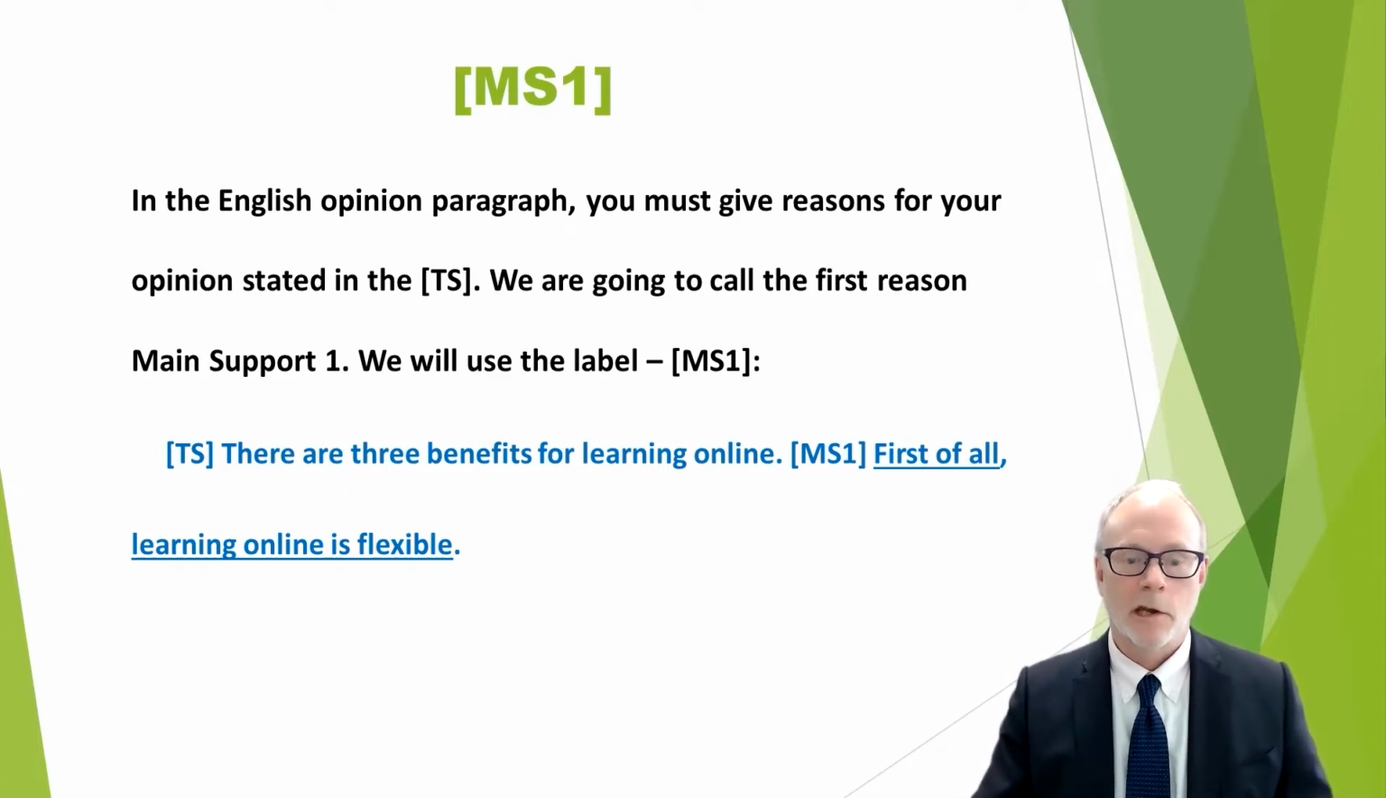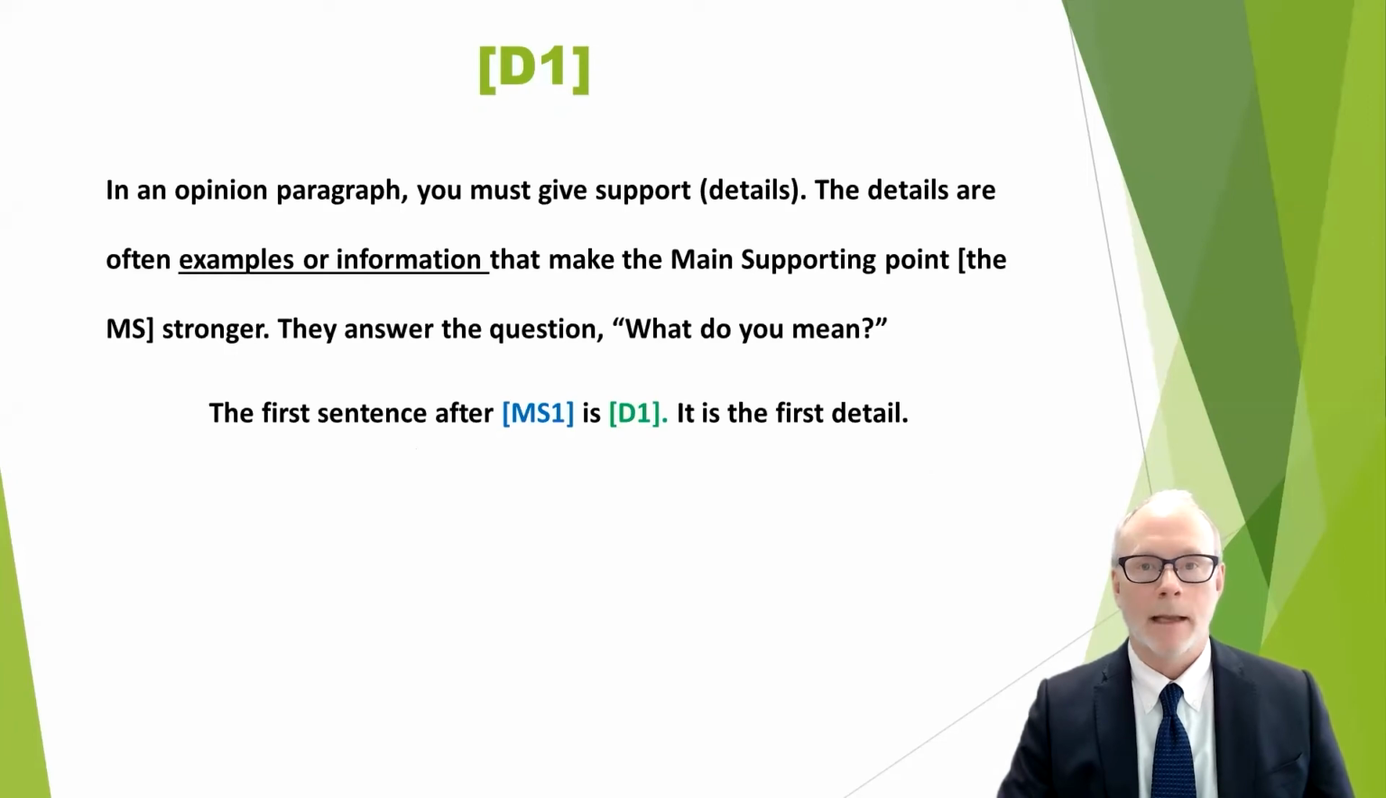Okay, we're gonna go to our next label. We now have D1, and it's again in brackets. So in an opinion paragraph, you must give support or details. So the details are often examples or information that make the main supporting point, the MS, stronger. And they kind of answer the question, what do you mean? So the first sentence after MS1 is D1. Again, it's the first detail.